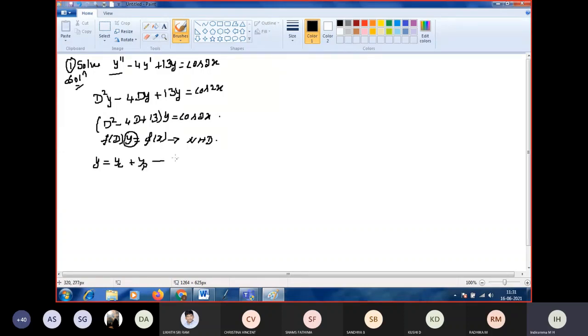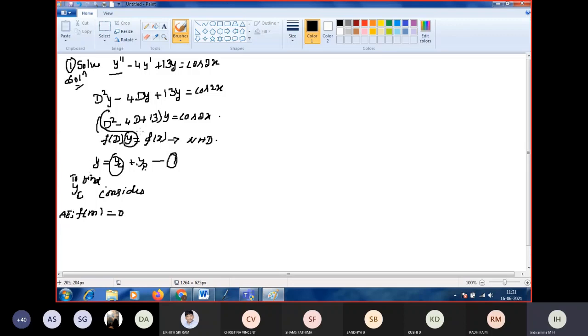Call it equation number 1. Next, we have to find out yc as well as yp. So to find yc, consider f of m is equal to 0. That is the auxiliary equation. So f of m means f of D.